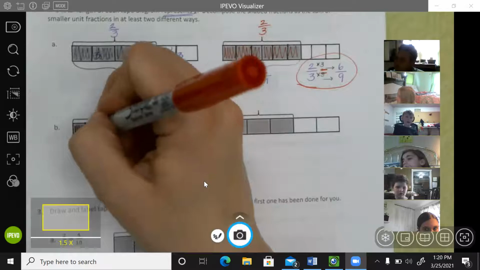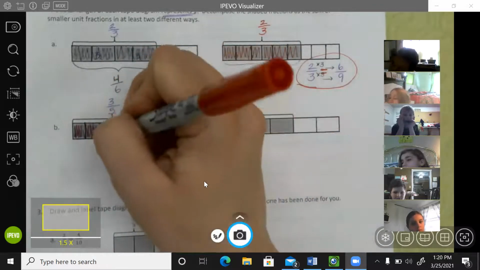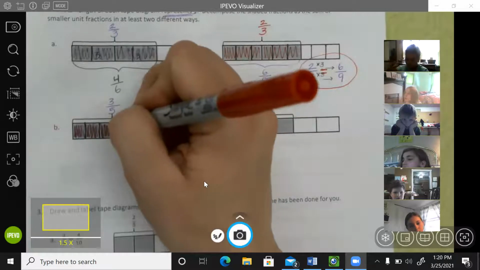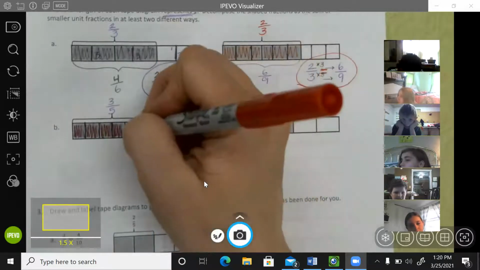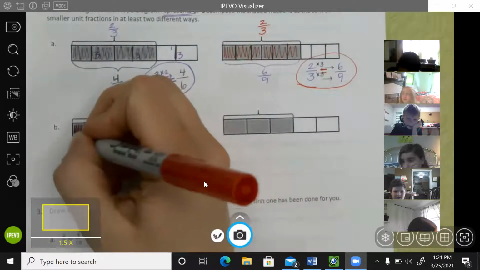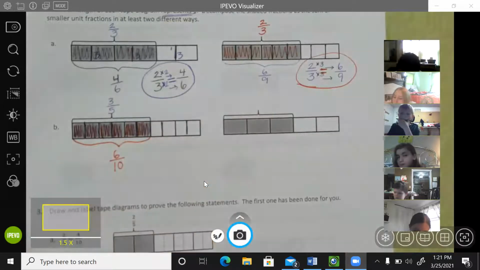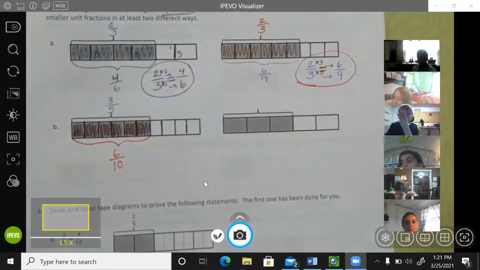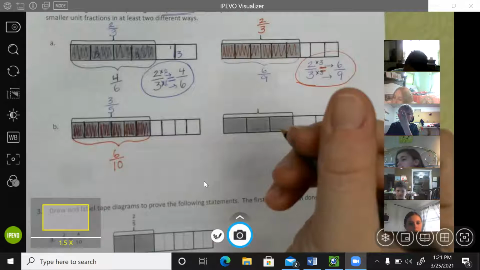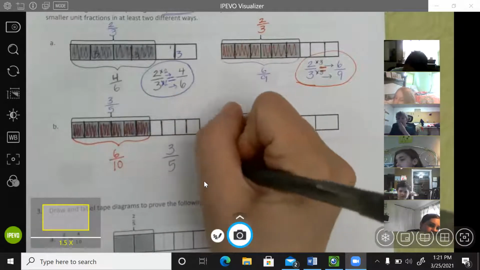1/10. 2/10. 3/10. 4/10. 5/10. 6/10. Okay, so now in red, the same shading is showing us 6/10. So Peyton, we're thinking right now, what are our two equivalent fractions here? Three-fifths and 6/10. Can you prove this to me?